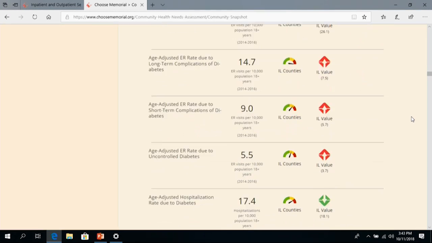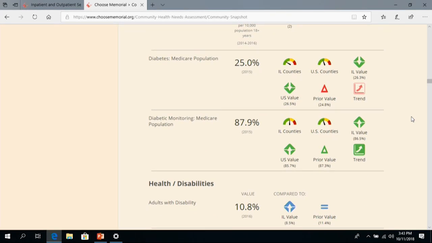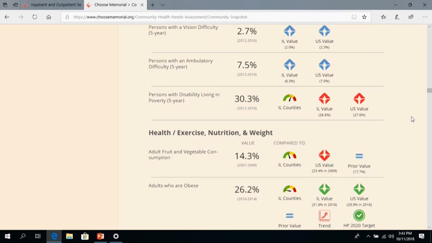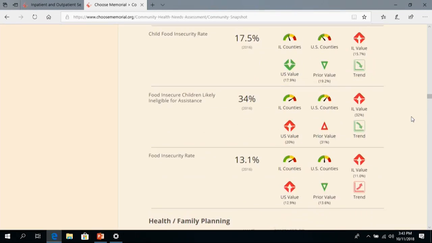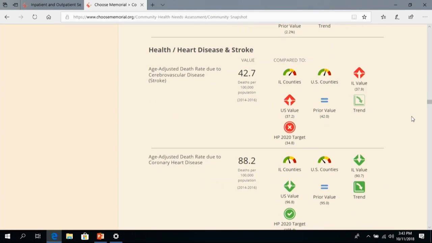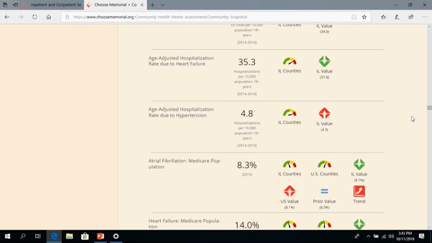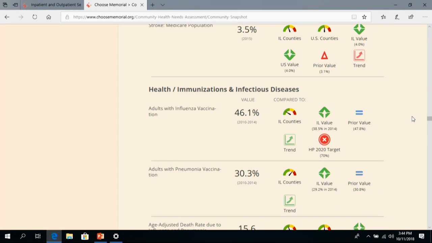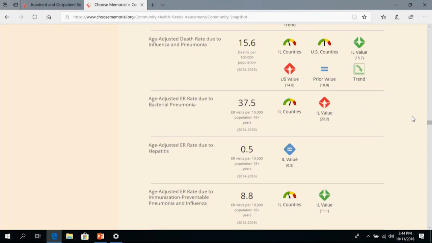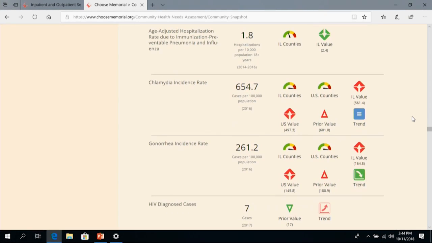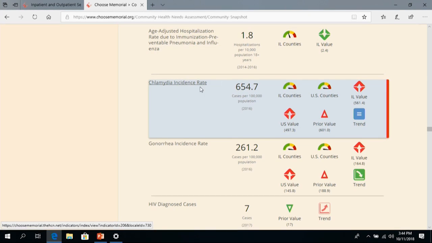Diabetes, health disabilities, exercise, nutrition, and weight, family planning, that's teen births, heart disease and stroke indicators, immunizations and infectious diseases. So that's your pneumonia and hepatitis, chlamydia and gonorrhea. These are extremely high. I'm going to stop here and take a look at one of these. So let's just look at the chlamydia rate.